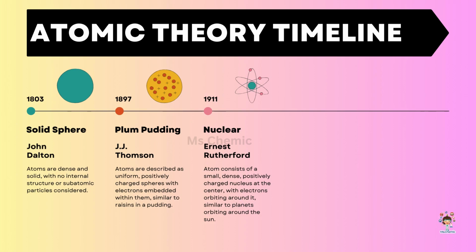1911, nuclear model, Ernest Rutherford: the atom consists of a small, dense, positively charged nucleus at the center, with electrons orbiting around it, similar to planets orbiting around the Sun.